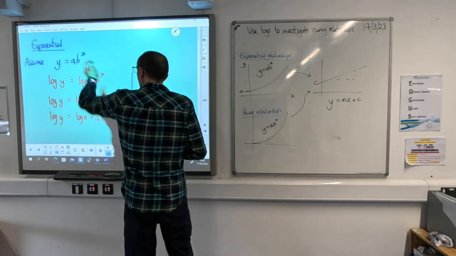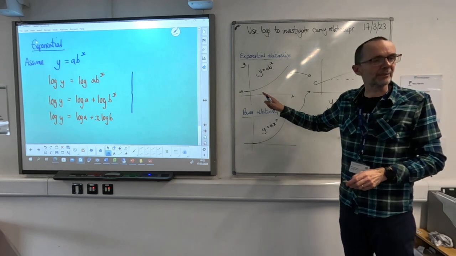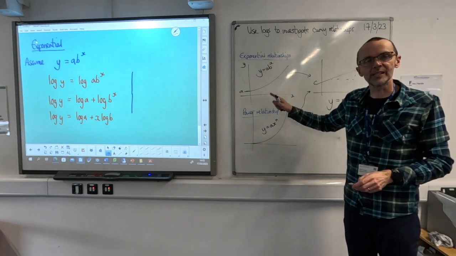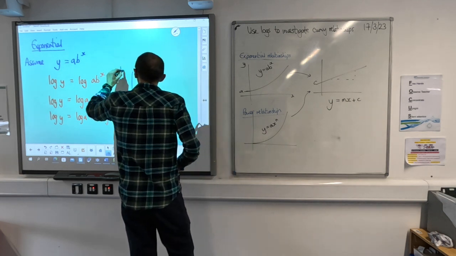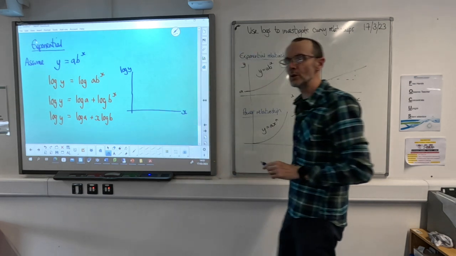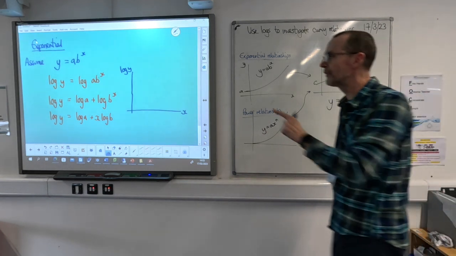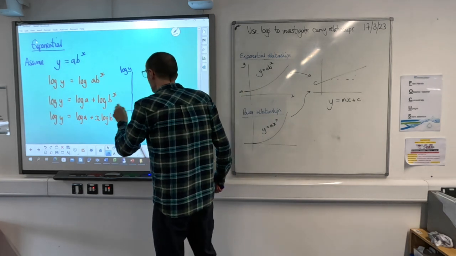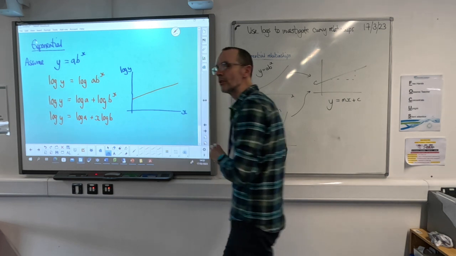If we take this set of data, we've already plotted it once and realised it looks curvy, so we're thinking it's exponential. If we plot it, but instead of plotting y, we plot the log of y against x, and if it is exponential, if our assumption is correct, this will give us a straight line graph.